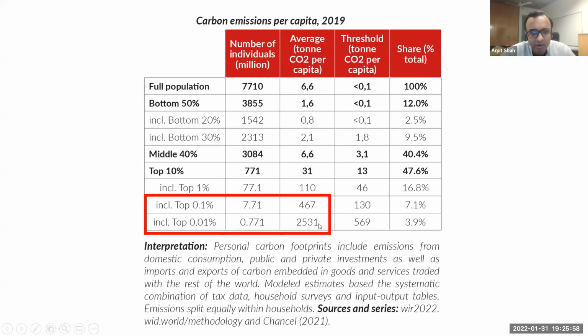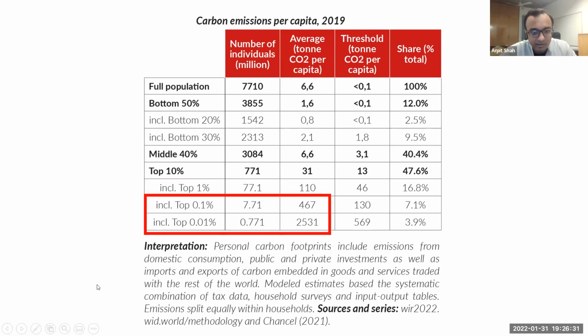I wanted to highlight just the bottom 2 rows here because they also split up the same kind of numbers for the top 0.1 and top 0.01% of income and emission groups. Right? So the top 0.1% emit almost 467 tons per year, which is 80 times the global average. And the top 0.01% is absolutely extreme, right? 2,500 tons per year, which is massive emission. So this is almost 400 times the global average.